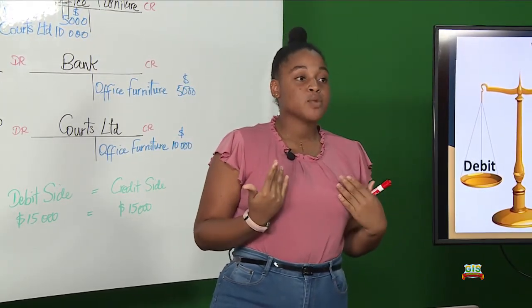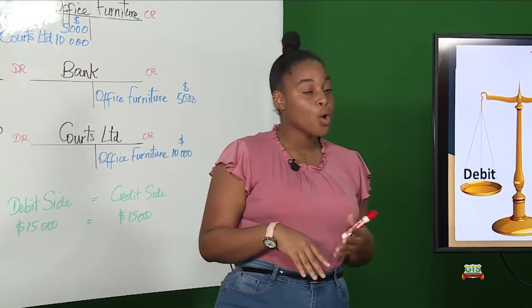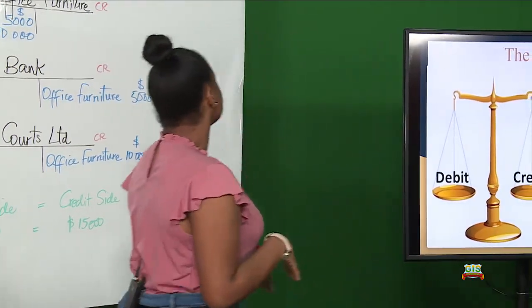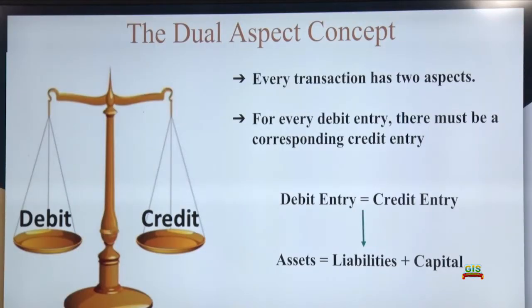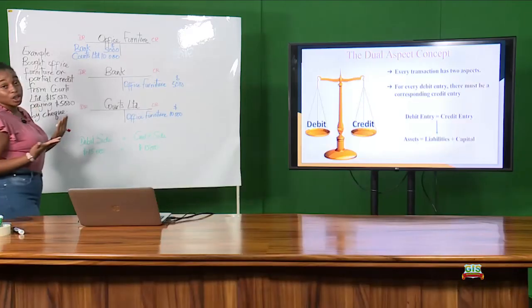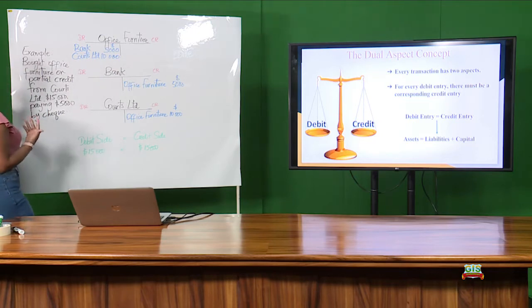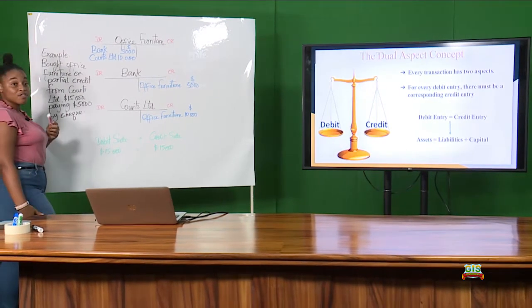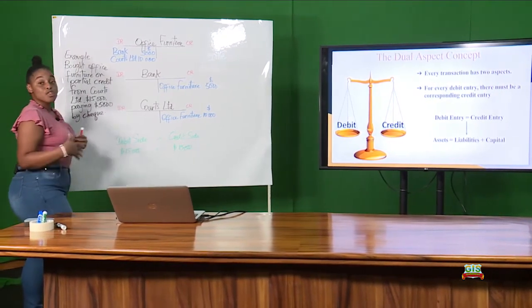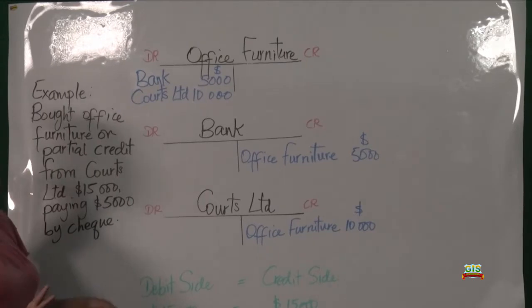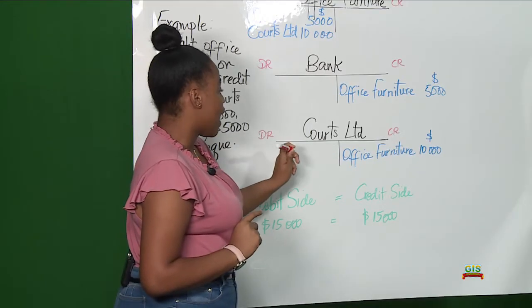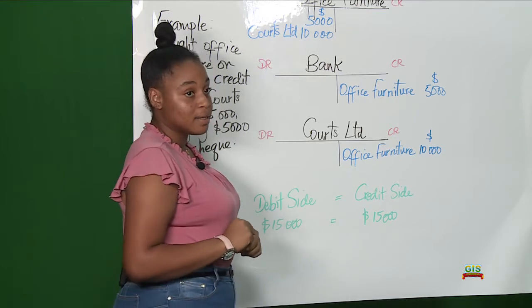Of course, sometimes we have compound entries where more than two accounts are being affected. For instance, if you purchase an asset on partial credit, for instance, bought office furniture on partial credit from Courts Limited, $15,000, paying $5,000 by check, three accounts are being affected here. The office furniture account, the bank account, and your liability account, Courts Limited.